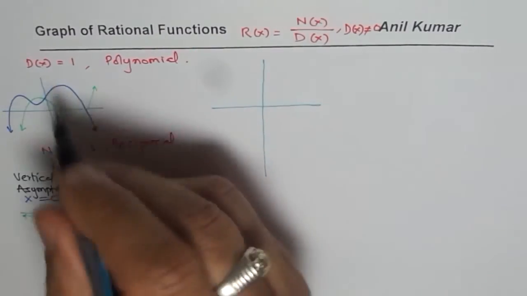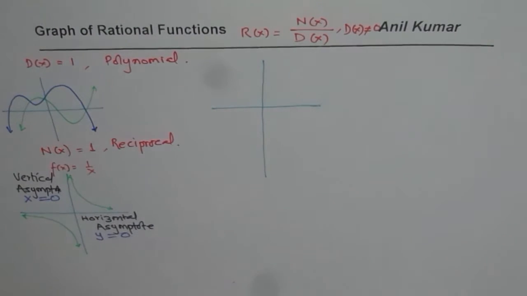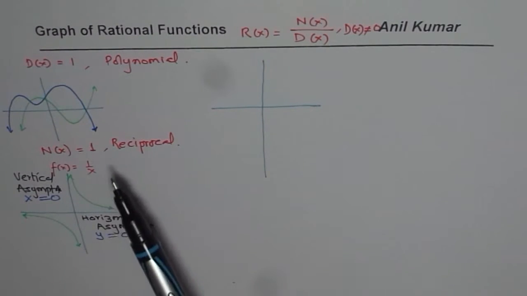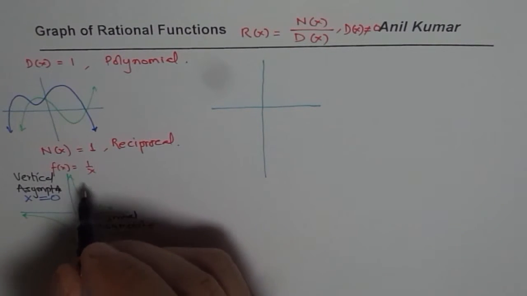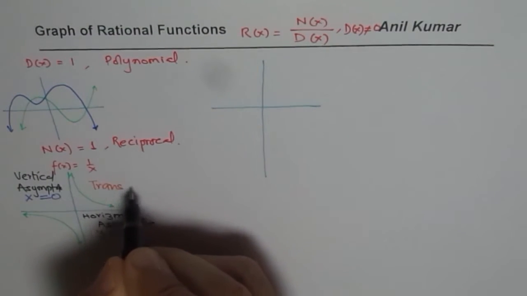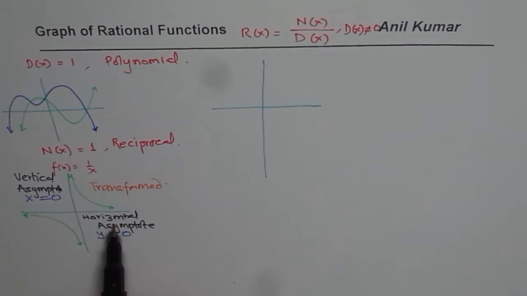Now let's look into some of the types of graphs which rational functions can have. There is no limit to their graphs. As you can see, we could have the denominator as 1, we could have the numerator as 1. Second, of course, these functions can be transformed. Once you transform these functions, you could have different vertical and horizontal asymptotes, but the nature of the graph remains the same. It could be translated left or right, up or down, or it could be dilated, stretched or compressed horizontally or vertically, but the nature of the graph remains the same, and that is very important.